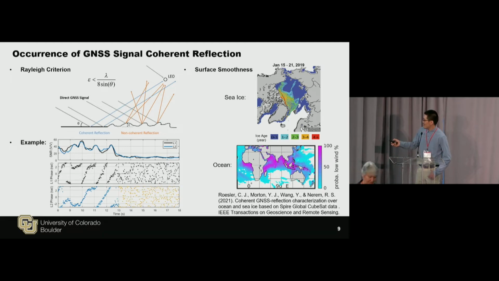This area, by the purple color, represents the area where we usually have low wind speed. Here we use 7 meters per second, and more recently we are using 5 meters per second wind speed. So in these regions, it's very likely we can also have this kind of coherent reflection to provide the carrier phase measurement to observe the TEC. So this region can also provide the ionosphere observation for these low latitude regions.